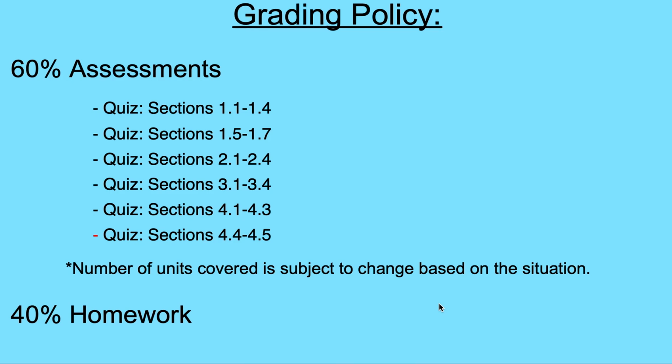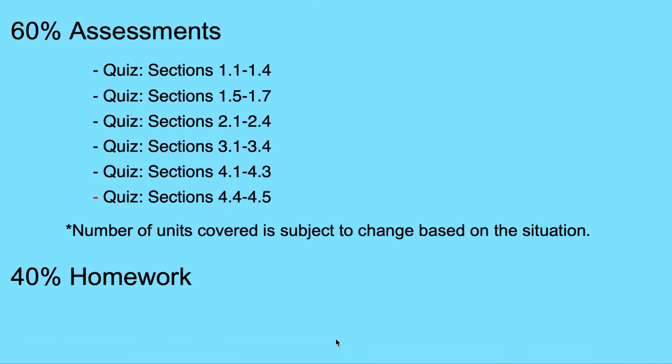Grading. 60% of your grade is going to be based upon quizzes, and there are 6 of those. You can see how Chapter 1 has 2 quizzes, Chapter 2 has 1 quiz, Chapter 3 has 1 quiz, and Chapter 4 has 2 quizzes. That's how it is right now, but these are subject to change based upon the situation and how things work this year. And then 40% of your grade is based upon homework.